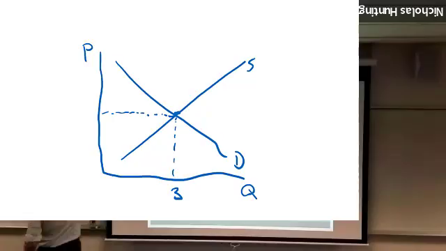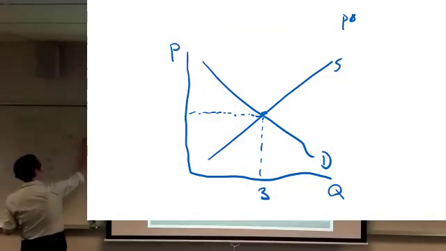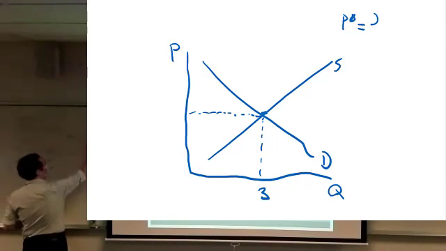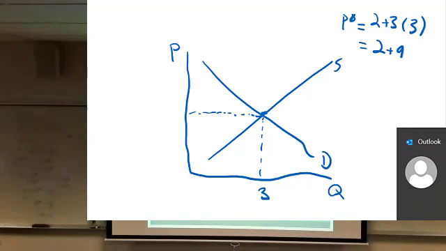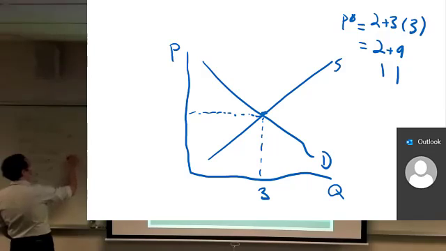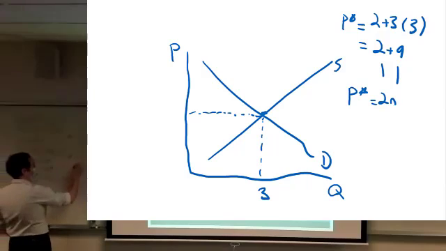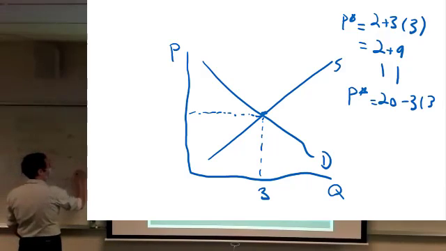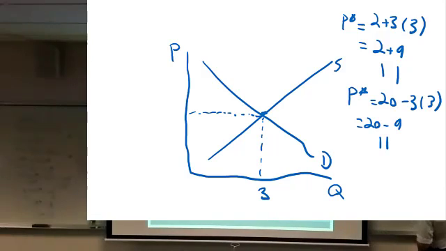So we get P star is, let's do supply, 2 plus 3 times 3, which is going to be 2 plus 9, or 11. We should get the same answer if we do demand. We get P star is 20 minus 3 times our quantity of 3, which is 20 minus 9, which is 11. Price of 11. There's our equilibrium right there.